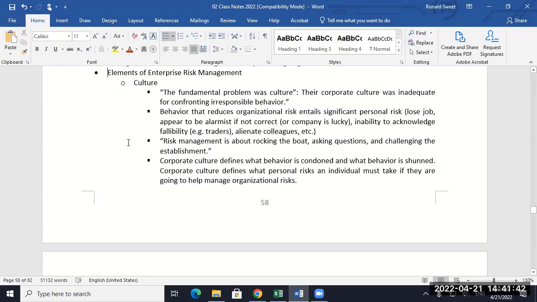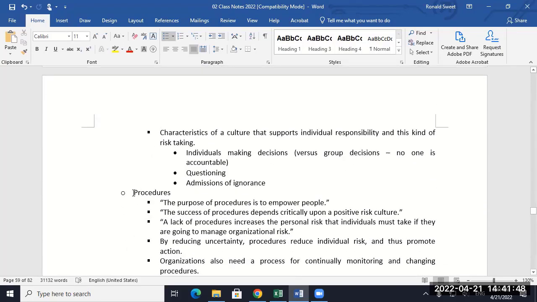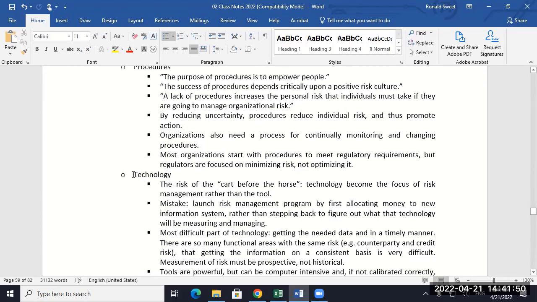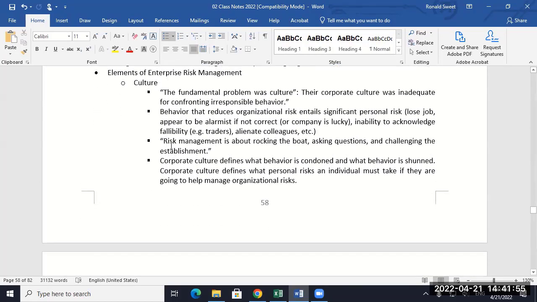He says the elements. If I were you, I would be thinking about this with whom you work. The elements are culture, procedures, and technologies. So what kind of firm are you going to work with? So I love this quote. Are you going to work with a firm? I would probably work this into an interview question.